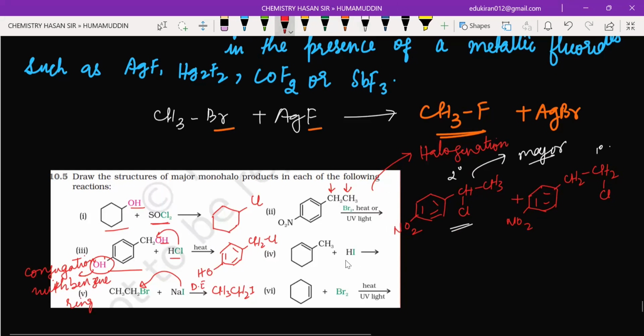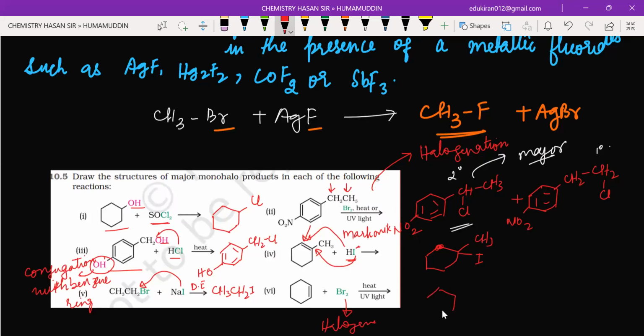Now the next, you can see HI and there is a double bond. There is no peroxide, so this is Markovnikov. And what does Markovnikov say? The negative part will go to the carbon which has a lesser number of hydrogens, and the positive part to the carbon which has a greater number of hydrogens. Just break the double bond, and you can see CH3, and this is your I. Hydrogen will go to this carbon. And the last one, Br2. This is again the halogenation reaction. You are not going to break the double bond. The product will be this major product.